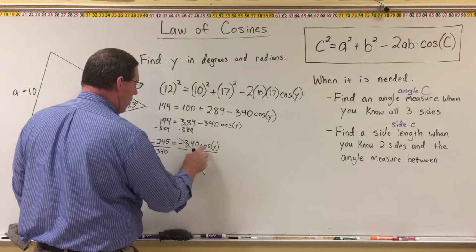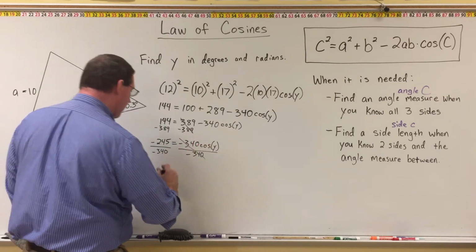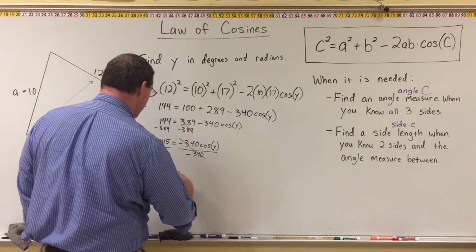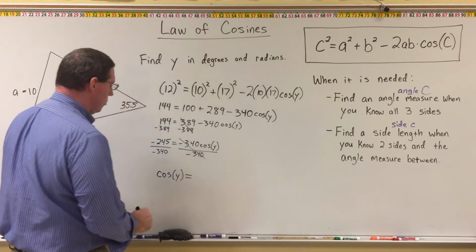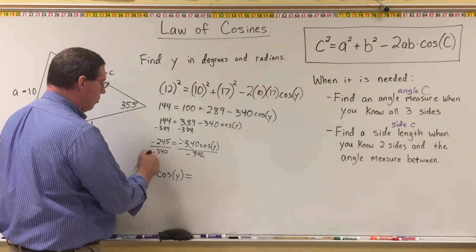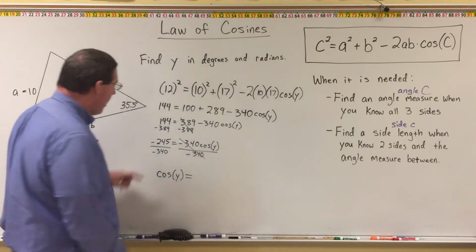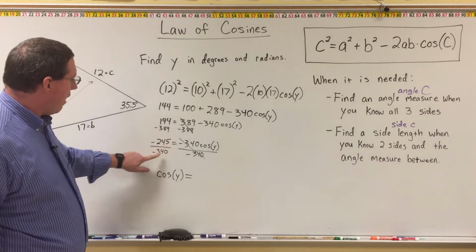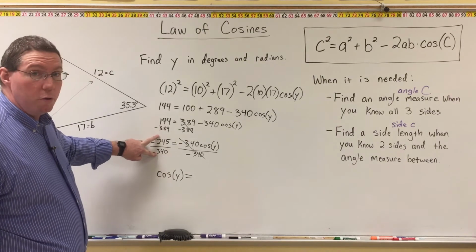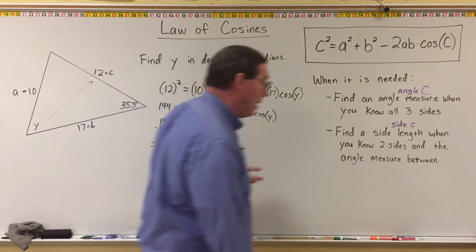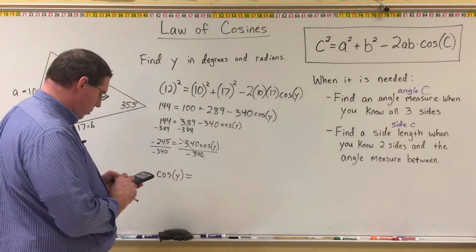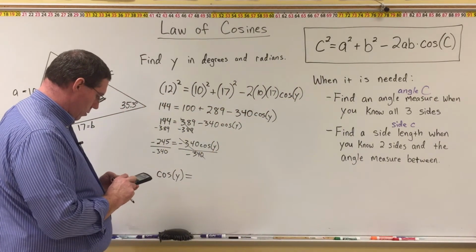Okay. And now on one side we have cosine of y, so I'm going to switch it around, move this to the left side, doesn't matter. Cosine of y is equal to, the negatives are going to cancel, negative divided by negative is a positive, so we just have 245 over 340. Now, 245 ends with a 5, 340 ends with a 0. That means that this can be reduced, and depending on how it's reduced, it could actually wind up being a decimal. So let's see how it works out.